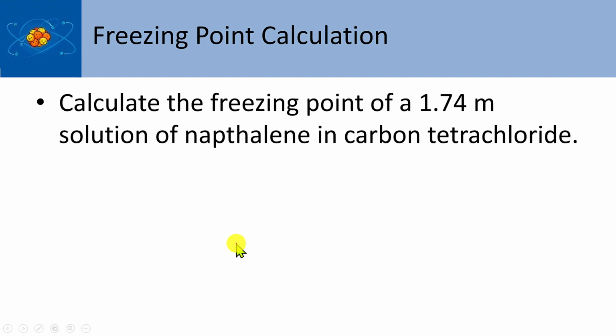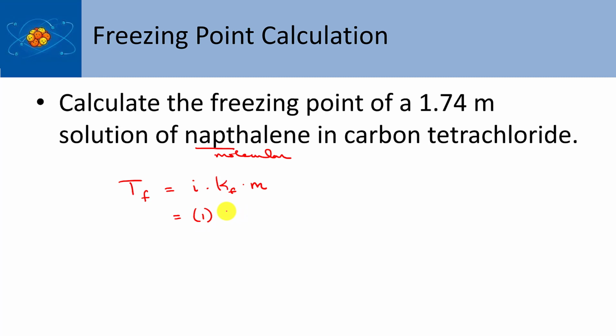Here's another example. It says calculate the freezing point of a 1.74 molal solution of naphthalene in carbon tetrachloride. So again, naphthalene is a molecular compound. So we're going to have delta T freezing is going to be i times Kf times m. And then for i, if it's molecular, we give it a value of 1.